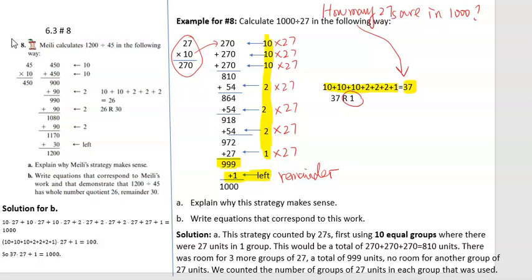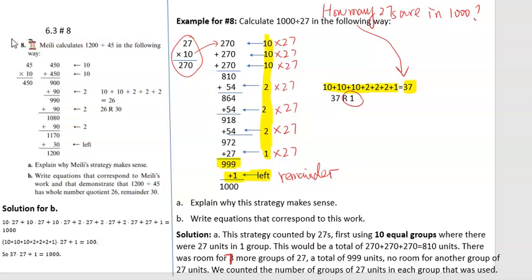Well, actually, this should be 2, 4, 6, 7. So that's a 7. 7 more groups. So 2, 4, 6, 7 more groups of 27. That's a total of 999. No room for another group of 27, so we counted the total number of groups of 27 to get 37. And whatever the number we added, it's the remainder.